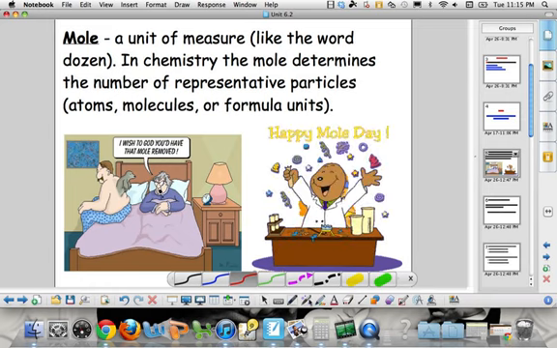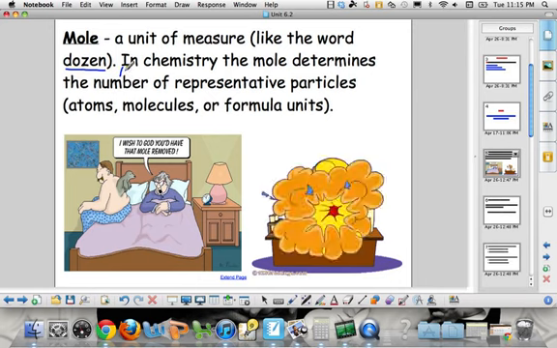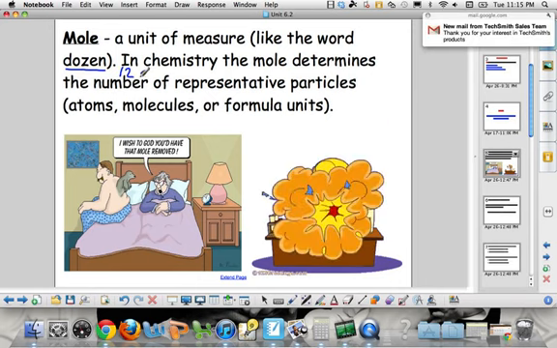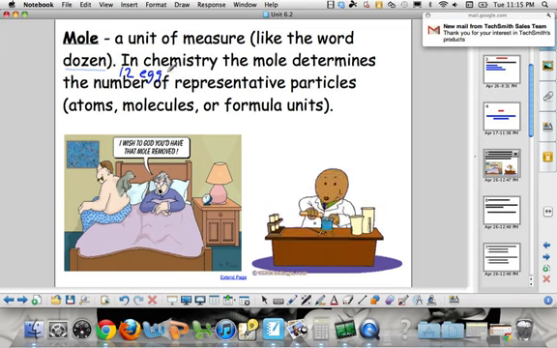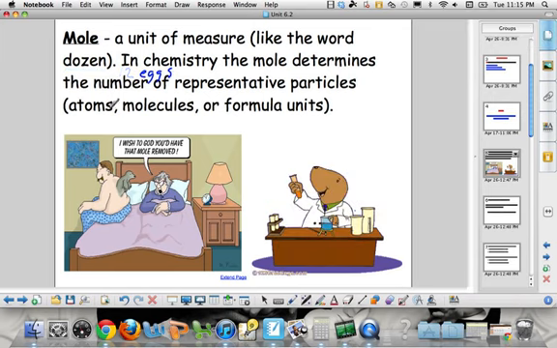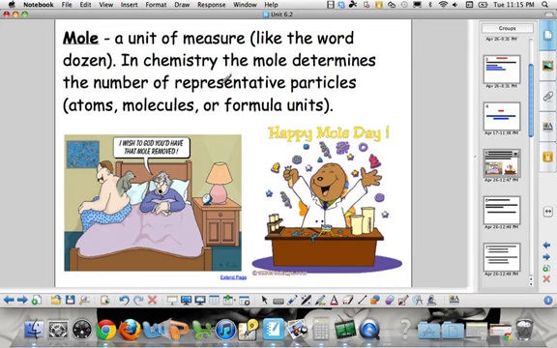Just like the word dozen is a unit of measure, a mole is a unit of measure. When we're talking about a dozen, we usually know that that is going to be 12. 1 dozen is equal to 12 eggs. If I buy a dozen eggs, I've got 12 eggs. Right? So when I'm talking about a mole, it's the same concept. It's a certain value, a certain amount. A dozen is 12. A mole is also a certain amount of something, and we're going to take a look at what that value is today.